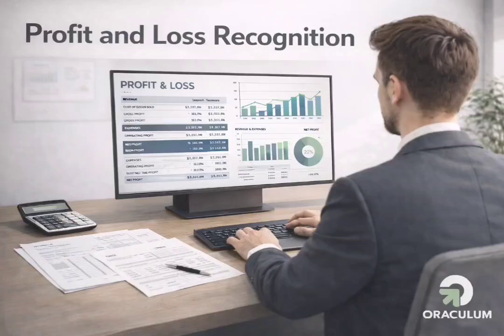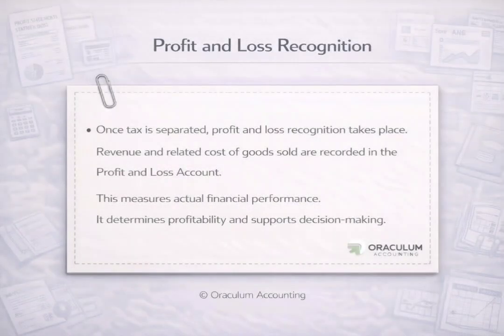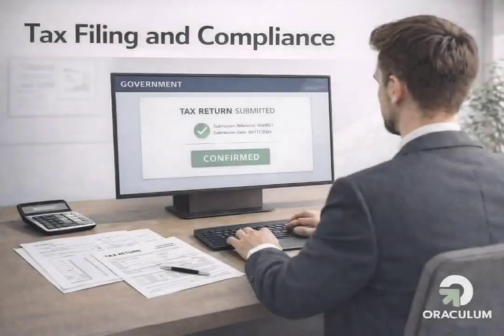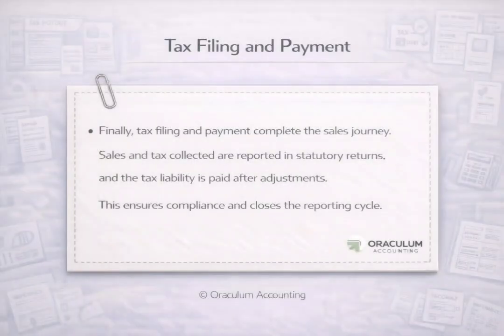Once tax is separated, profit and loss recognition takes place. Revenue and related cost of goods sold are recorded in the profit and loss account. This measures actual financial performance. It determines profitability and supports decision-making. Finally, tax filing and payment complete the sales journey. Sales data and tax liability are reported in statutory returns. After adjusting eligible credits, tax is paid to the government. This ensures compliance and closes the reporting cycle.